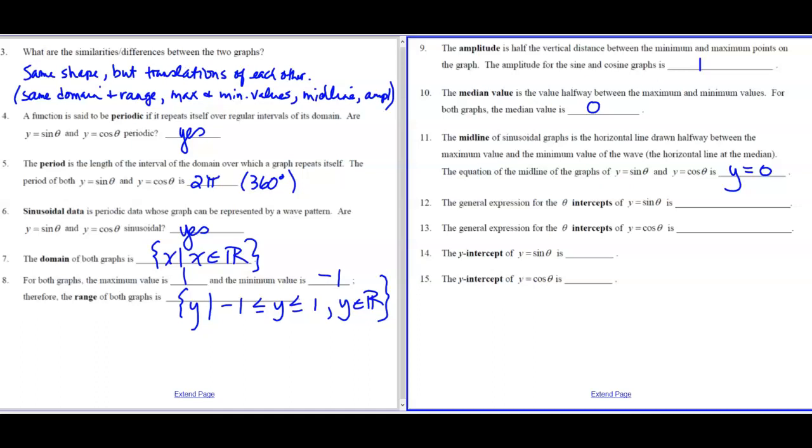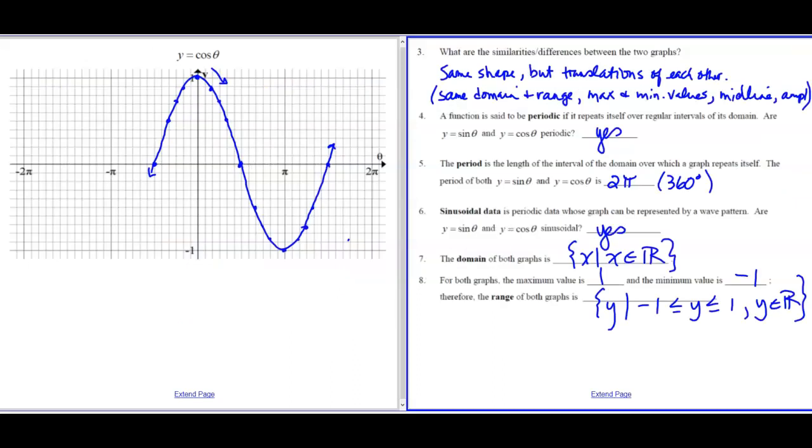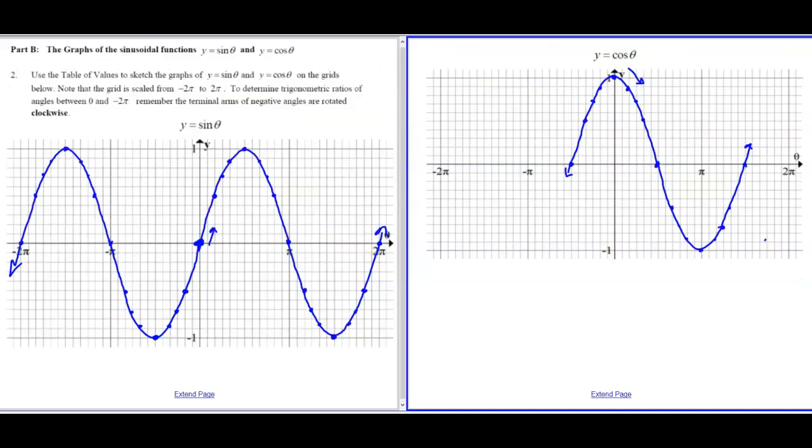Now let's go back to look at our sine graph. It says the general expression for the theta intercepts. So theta will equal, what are those intercepts? Here's sine. So where are they? -2 pi, -pi, 0, pi, 2 pi. What do you think the next one is? 3 pi, 4 pi. So what multiples?